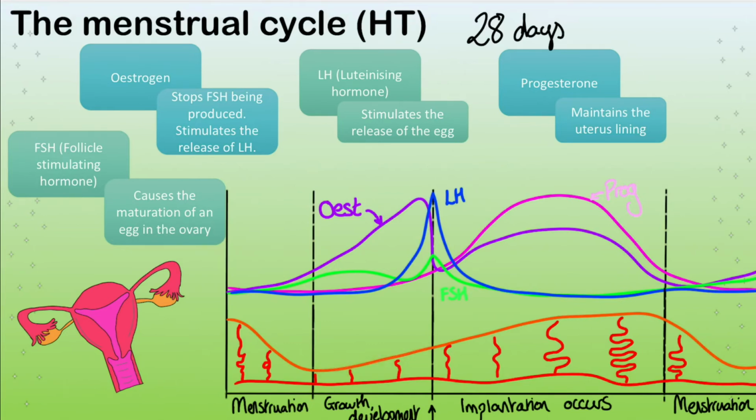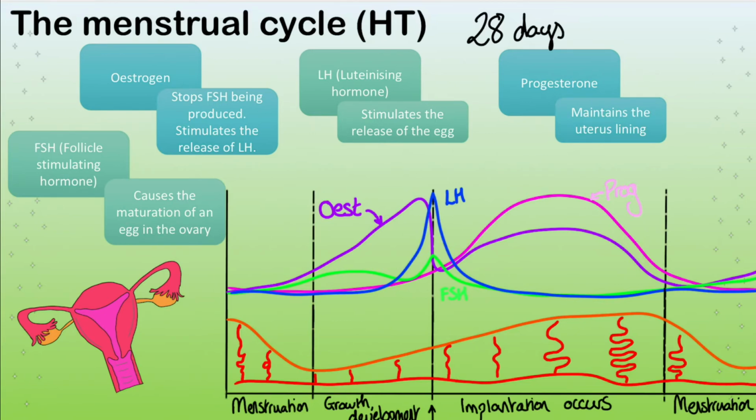And then the FSH drops off, but the estrogen comes to a peak. And as it comes to a peak, it's stopping the production of FSH, which is why the FSH level drops off, and it's stimulating the release of LH. So the LH level then goes up and up to a very big peak. And at this peak of LH, you can see that point there is where we have ovulation. Ovulation is the release of the egg.